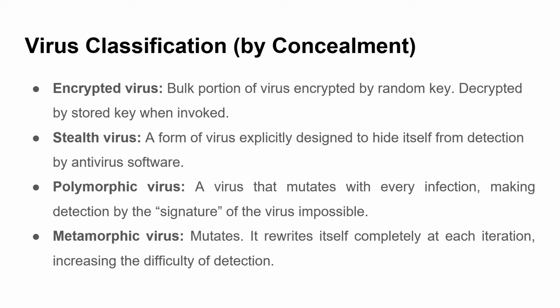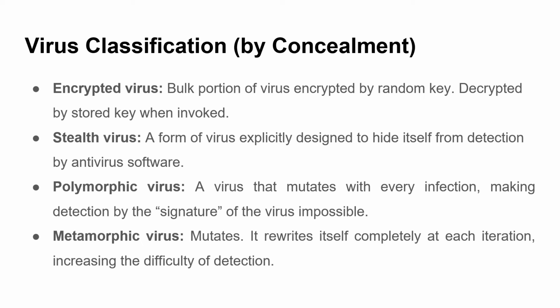Here we have depicted the virus types. One is encrypted virus. Here a bulk portion of the virus is encrypted by some random key and decrypted by a stored key when invoked. And stealth virus. What is this stealth virus? A form of virus explicitly designed to hide itself from the detection of antivirus software. Okay, it is very dangerous.